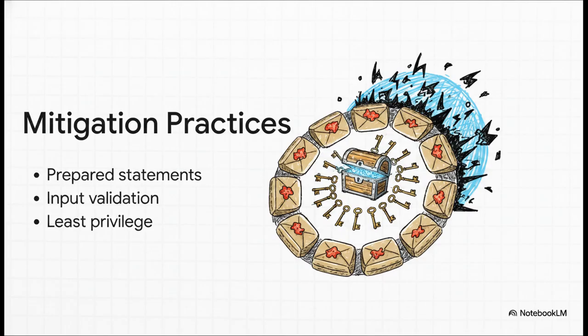So even if they type "or 1 equals 1", the database just thinks they're looking for a product literally named "or 1 equals 1". Beyond that, you've got to implement strict input validation to block unexpected characters. And finally, always apply the principle of least privilege. The application should only have database permissions for the exact data it strictly needs to function, nothing more. I mean, if the app itself can't read the admin passwords, an attacker exploiting the app can't read them either.